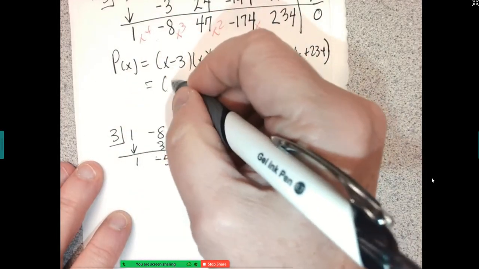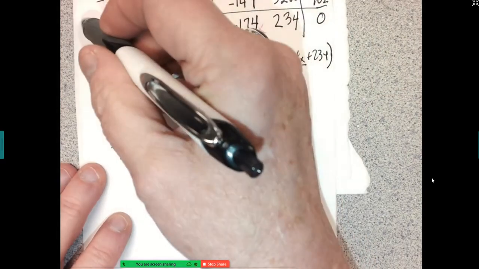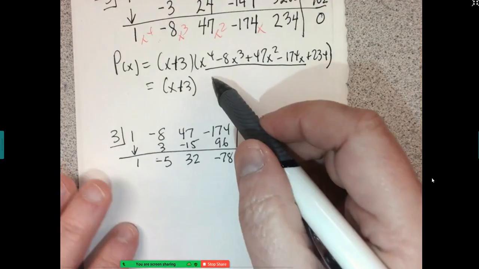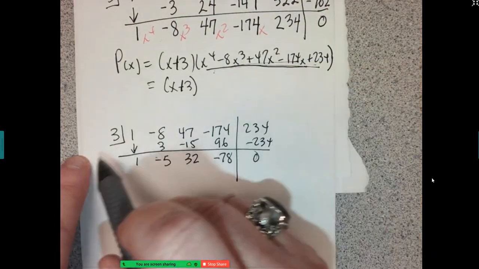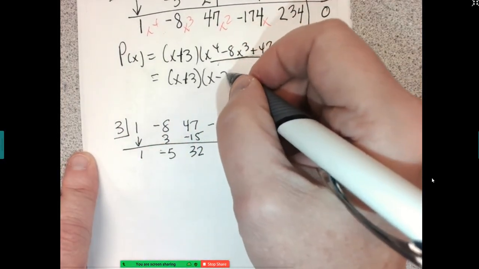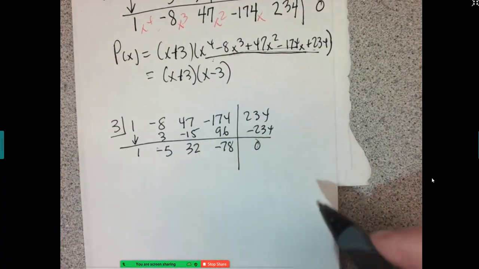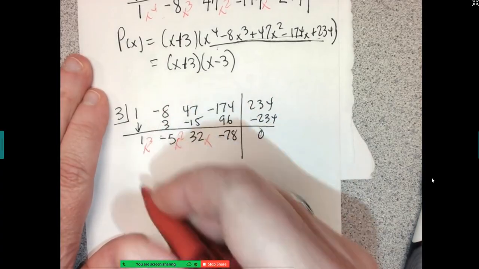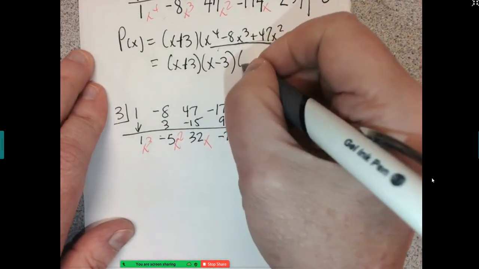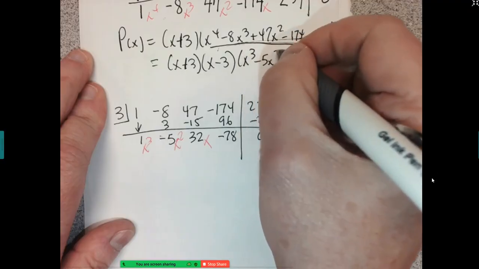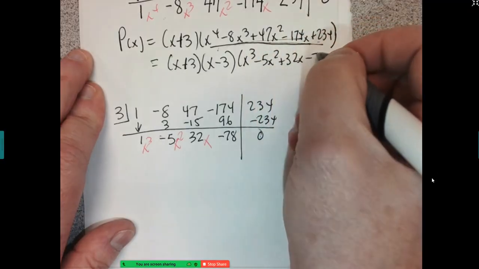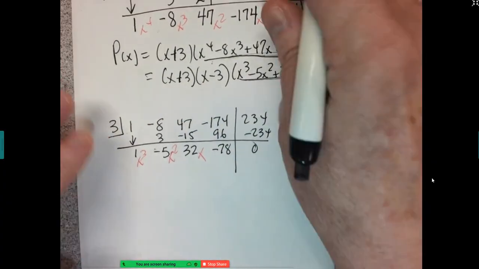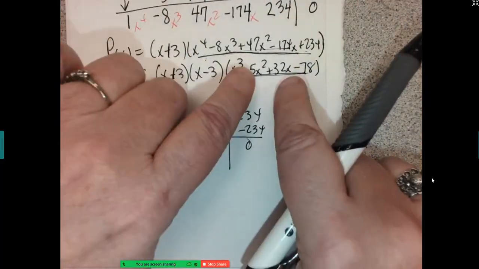So I can rewrite P of x as x minus negative 3, so that's an x plus 3. Then this one can be broken down as x minus the number in the box times the quotient. And I've used up one of the 3's, but I've got a second 3, and I'm going to use it on that one.